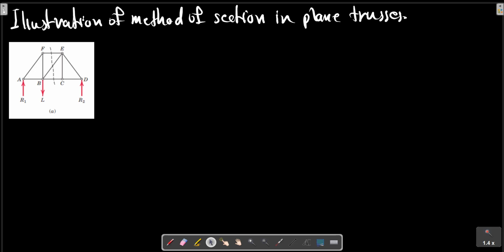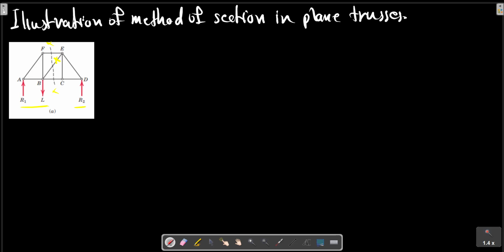If we want to determine the force in the member BE, for example, an imaginary section indicated by the dashed line here. We make a section here. Before that, we calculate these reactions. In passing through the truss, cutting it into two parts, the figure can be re-sketched as this picture after making a section.